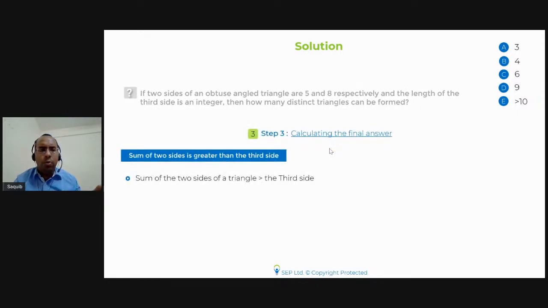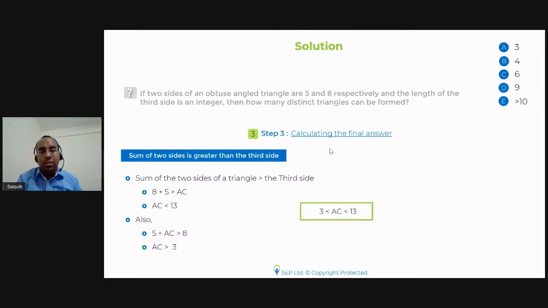But before taking two cases, as I told you, the first rule is simply that the sum of two sides is greater than the third side. That can help you find the range of AC. You can write the sum of two sides, 8 plus 5, is greater than AC. So AC is less than 13, number one. You can also find the lower point: 5 plus AC is greater than 8. The sum of these two sides should be greater than 8. That will tell you the lower point. So AC is greater than 3 and AC is less than 13. Now you know that the range of AC is 3 to 13.